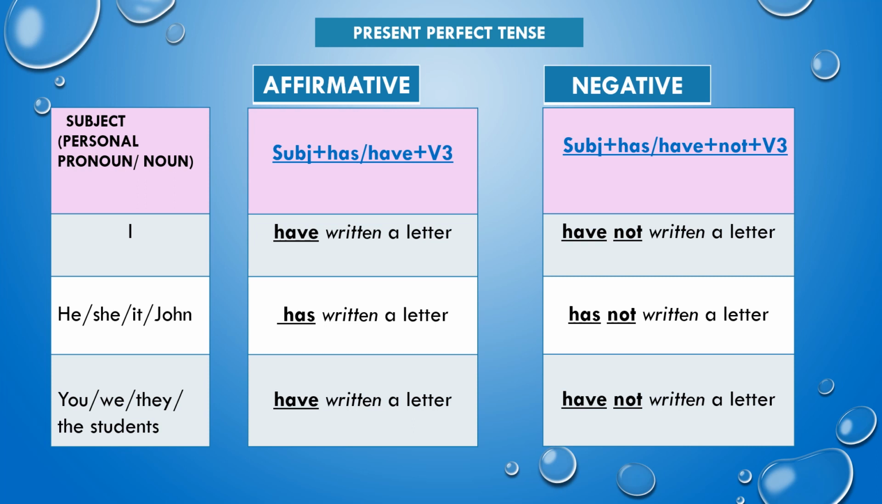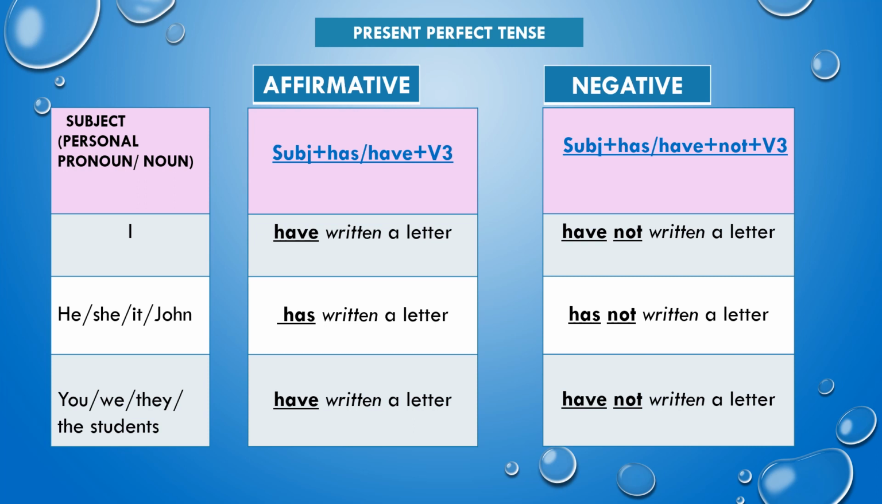Present perfect tense. Just like the first two forms of present tense, this form also has four forms under it, found in pages 121 and 122 of our grammar and composition textbook. If we focus on the affirmative column, we shall see the formula of present perfect tense, which is subject plus has or have plus verb 3, or the third form of the verb.